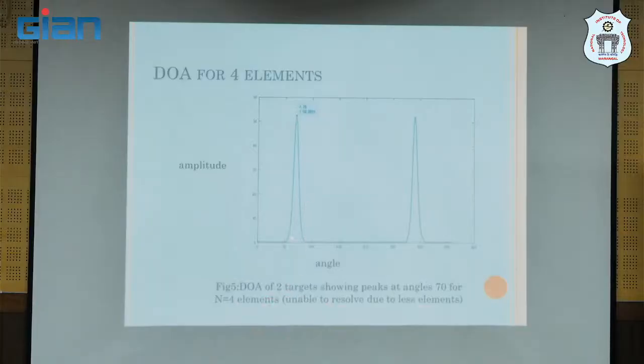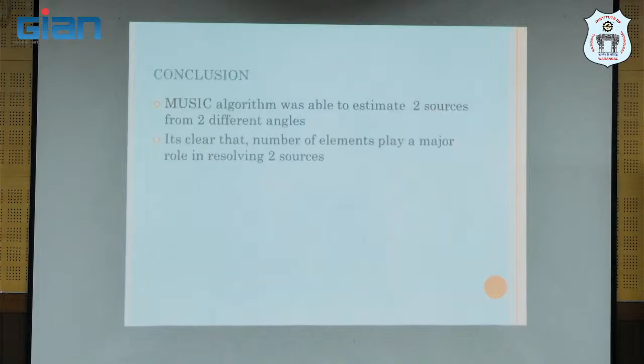You can see a split in between the two peaks. That means the number of elements is not sufficient, or if the sources are closer, you will not be able to resolve them. And then the next case is where we have 4 elements. See, both signals from the two directions are merged. We are unable to resolve.